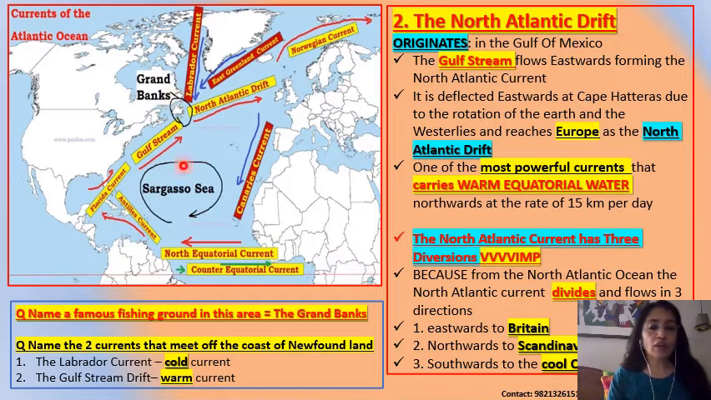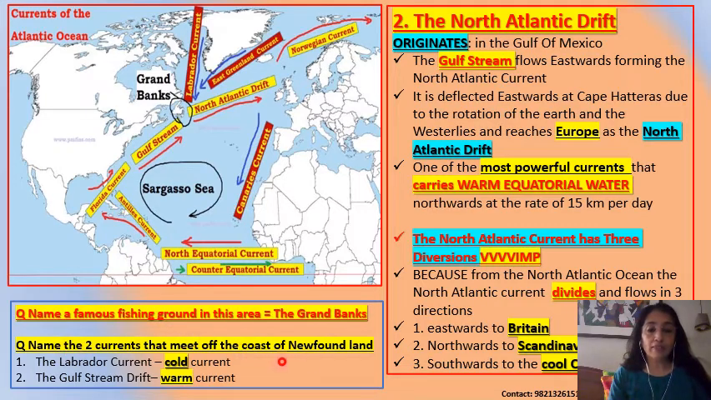So name the two currents that meet off the coast of Newfoundland. You should be able to say the cold Labrador current and the warm Gulf Stream drift. You should be able to say cold and warm. It's very important because warm and cold are meeting. That is why you have these fishing grounds here. Because when warm and cold currents meet, planktons are formed. Planktons are able to survive and multiply in large numbers, and planktons are the food of fish. So the famous fishing ground in this area is the Grand Banks, learn that.